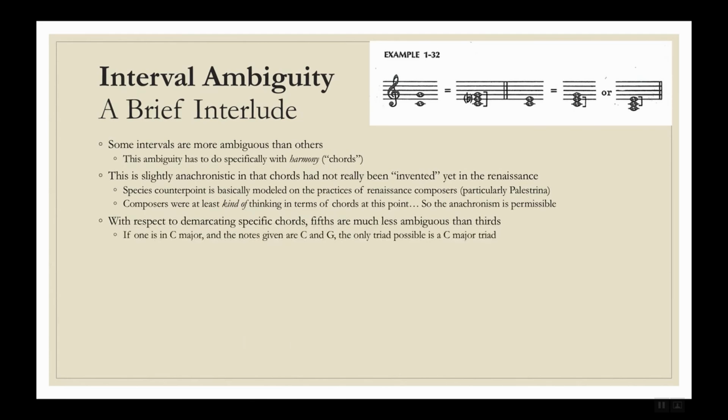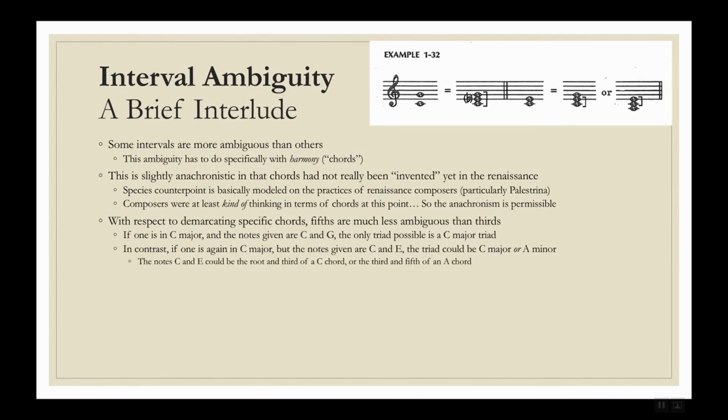With respect to demarcating specific chords, fifths are much less ambiguous than thirds. If one is in C major, and the notes given are C and G, so that's our C, and then we have those notes C and G, the only triad possible is going to be C, E, G. Say we're still in C major, but we're given the notes C and E. Then we could have a C major chord, or we could have an A minor chord. Right? So a third is more ambiguous than a fifth. It could be the root and third of a C chord, or it could be the third and fifth of an A minor chord.